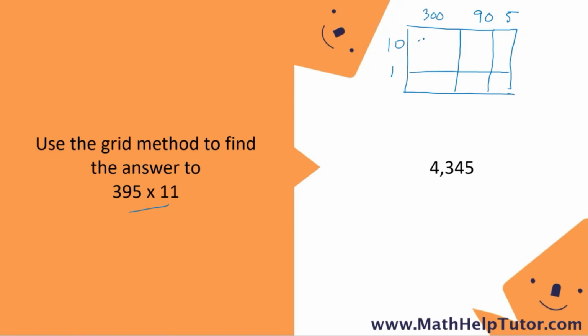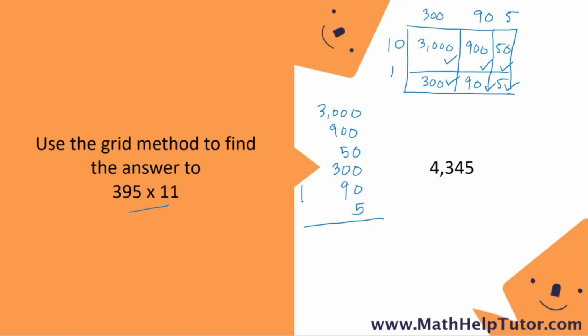So 300 times 10 is 3,000. 90 times 10 is 900. 5 times 10 is 50. 300 times 1 is 300. 90 times 1 is 90. And 5 times 1 is 5. So what we do is we just add all these numbers, which are the area of each of the smaller regions, to find out the area of the whole rectangle. So that's 3,000 plus 900 plus 50 plus 300 plus 90 plus 5.